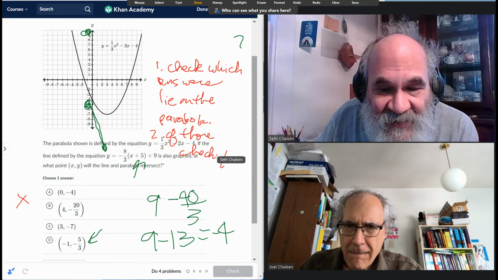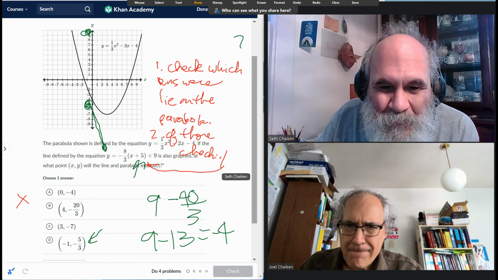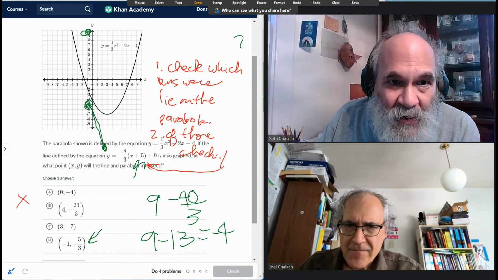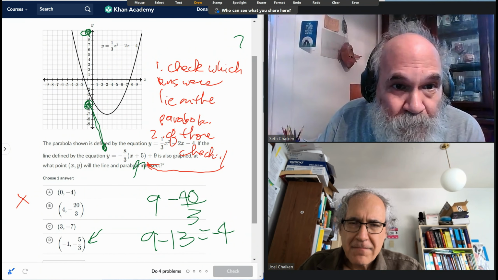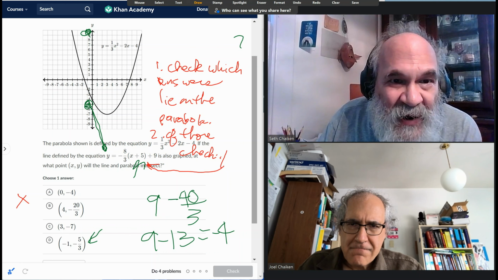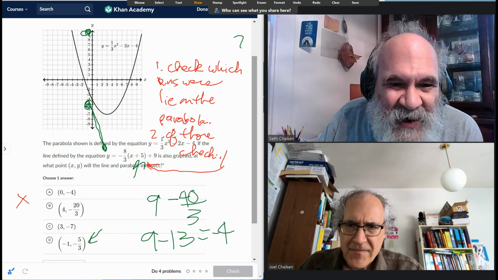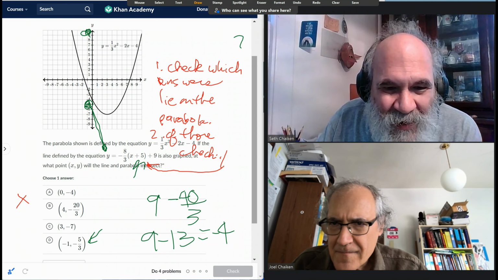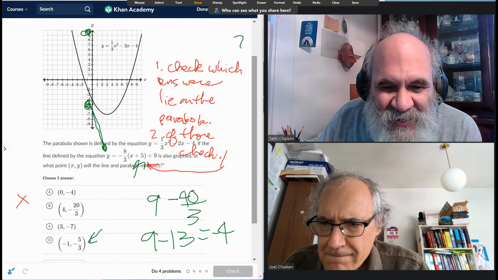Check if they satisfy the linear equation. Right, so you go through each one. That takes a lot of time. Oh, God. 0 minus 4. Actually, 0 minus 4 does fit on the parabola, but what you calculated is that it's not on the line.